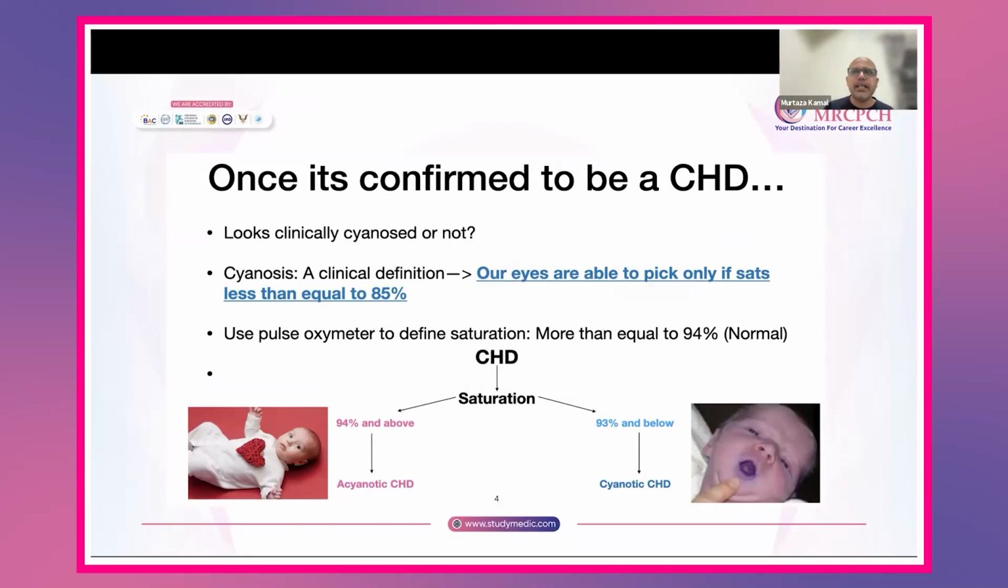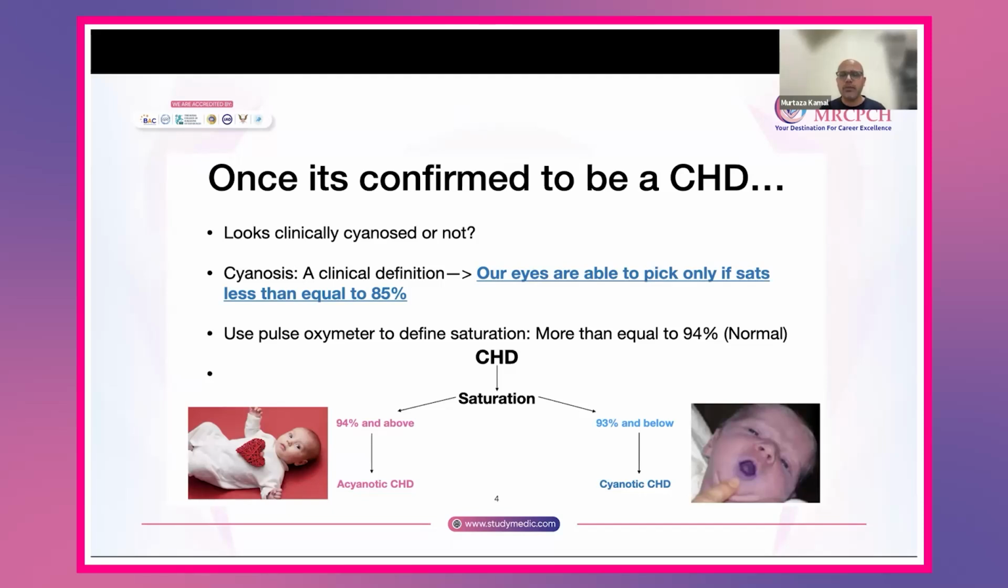If it is a clinical thing, we do not use any instrument to detect it, right? Cyanosis can be detected by our eyes. So we call it a bluish discoloration of the skin and the mucous membrane. Our eyes have certain limitations in picking up cyanosis. Only when the saturation is less than or equal to 85% can our eyes pick it up. If the saturation is above 85%, our eyes cannot see that there is something abnormal.